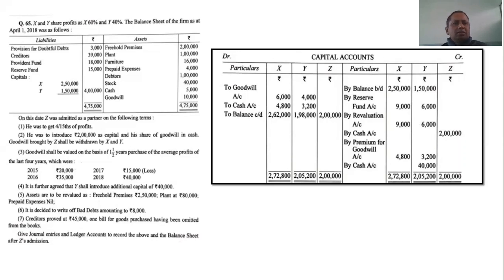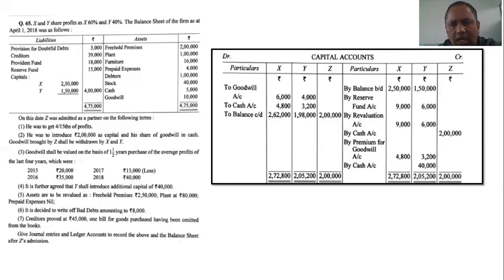After that, we are distributing the items which are shown in the balance sheet. When goodwill is existing in the books, at the asset side, the goodwill is shown as 10,000. So this is debited in the partners' capital accounts between the old partners in their old profit sharing ratio, that is 3:2. So the goodwill is distributed 6,000 and 4,000.